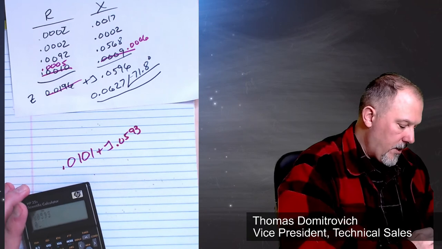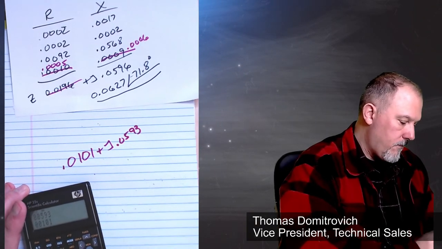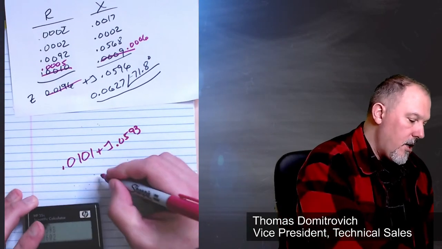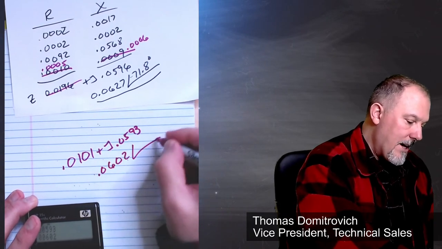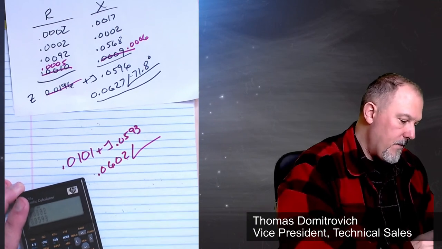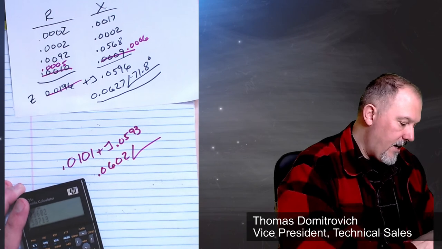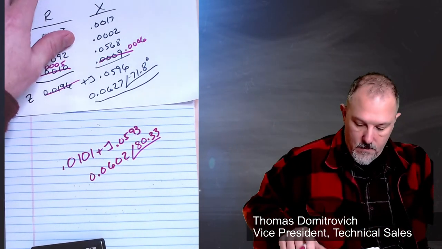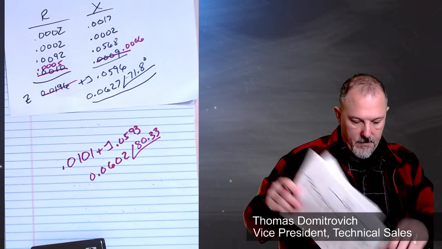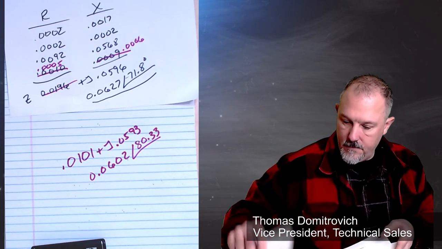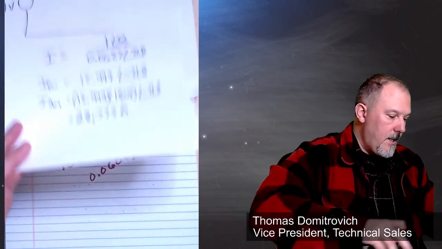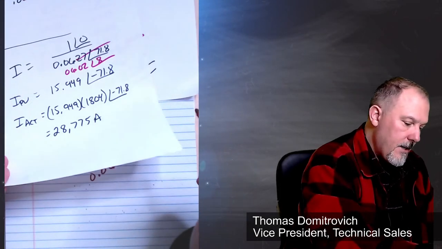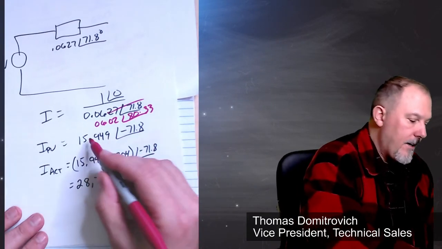Let's convert that. 0.0101 squared, 0.0593 squared, plus square root, 0.0602 at an angle of 0.0593, 0.0101 divide, inverse tangent, 80.33 degrees. All right, looking for my papers where I did the calculation. Here it is. All right, so my new number is not 0.0627, it's 0.0602 at an angle of 80.33.